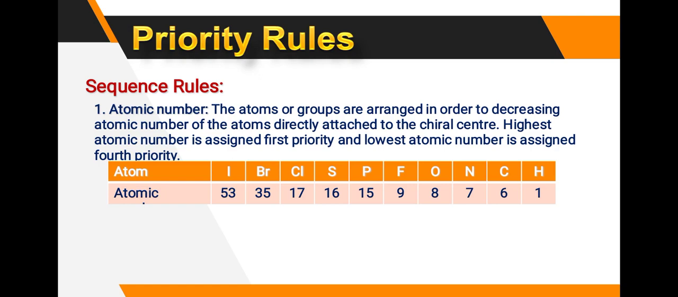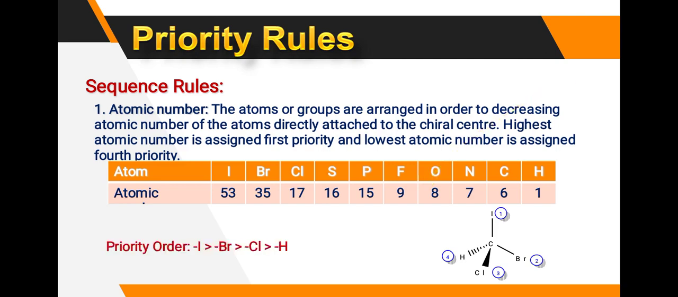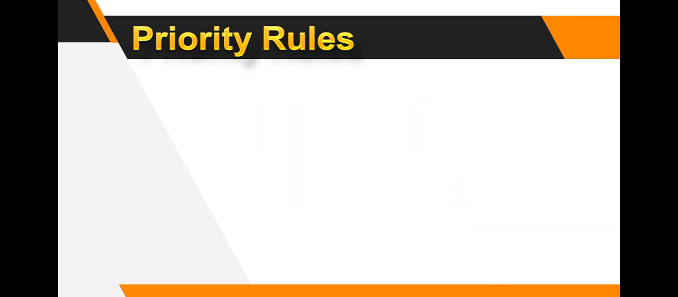This is a simple one. Here atomic number is there. Here iodine, bromine, chlorine, sulfur, fluorine. Here atomic number is also given. Here iodine is the 1st, bromine is the 2nd, Cl is the 3rd, and hydrogen is the 4th atomic number, the lowest priority. So priority order is iodine having highest priority, then bromine, then Cl, and then hydrogen.